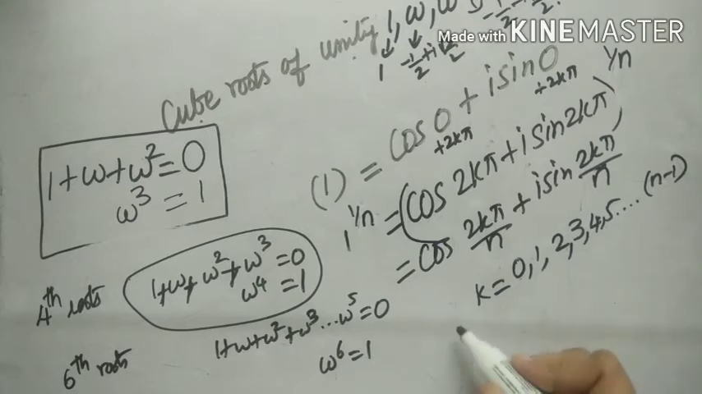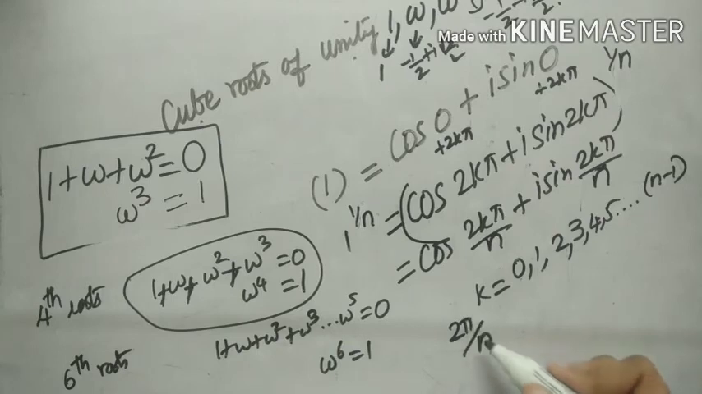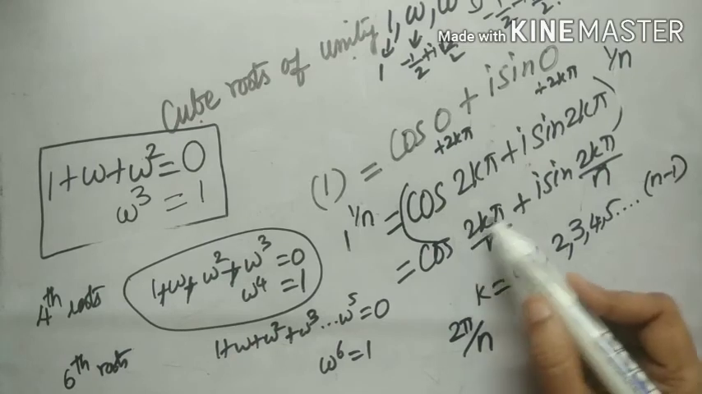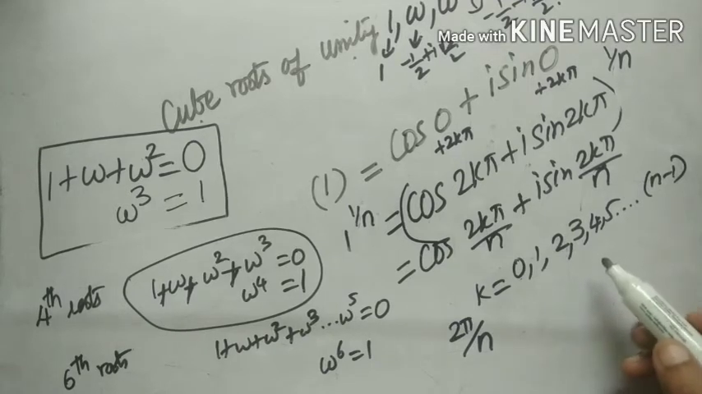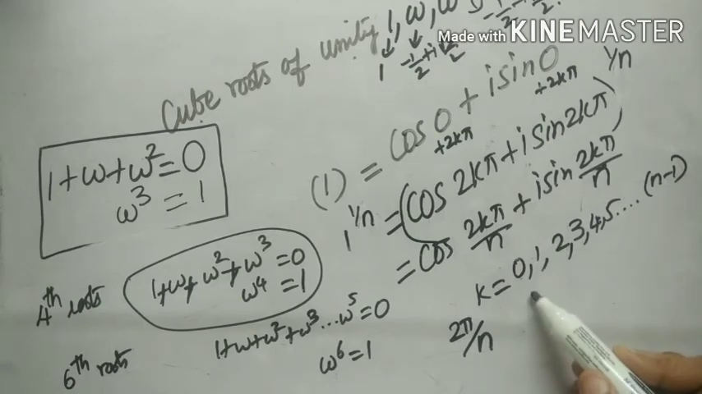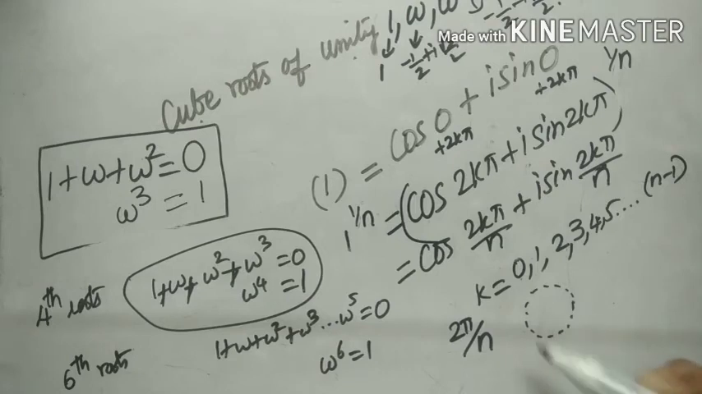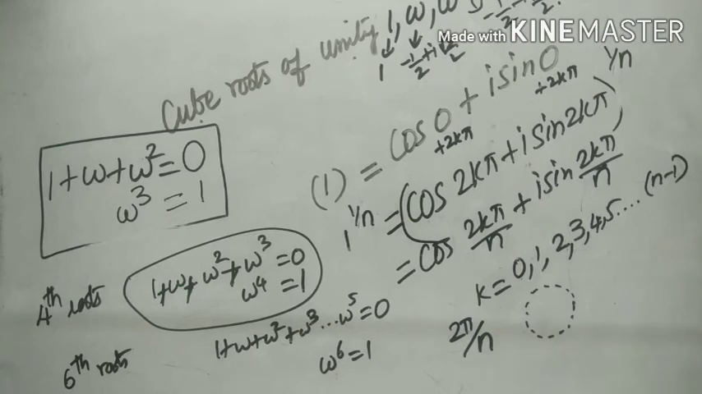Each time, remember the modulus is 1. The argument differs by 2 pi by n. Remember, in cube roots we said 2 pi by 3. In 4th roots, 2 pi by 4. In nth roots, 2 pi by n. So they go by 2 pi by n, 4 pi by n and so on. So that is the answer. And nth roots form an n-sided polygon. We don't know what n is, so we just draw like this and show it is in the unit circle. It is an n-sided polygon.